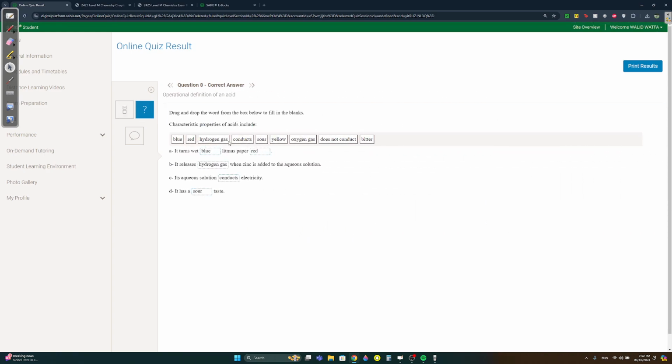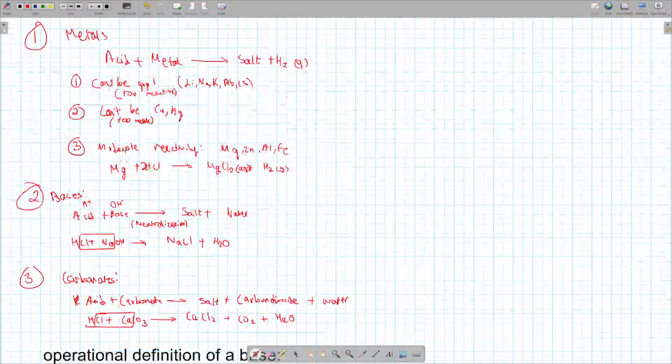What are the properties of acids? It turns blue litmus paper red. It releases hydrogen gas when zinc is added to the aqueous solution. What is zinc? It's a metal, right? What happens when you add acid plus metal? You get salt plus hydrogen gas. Go back in the notes if you don't know. Remember, I wrote it here.